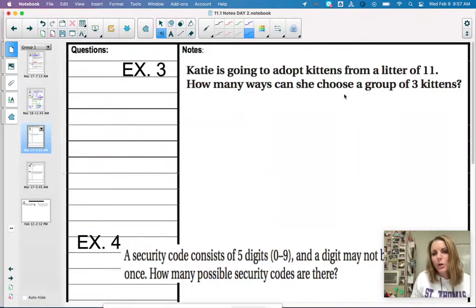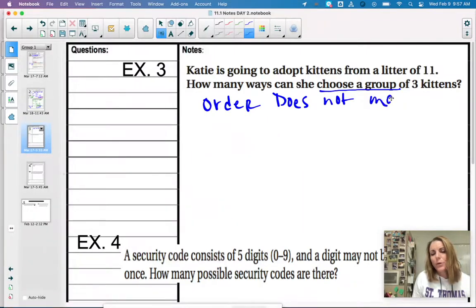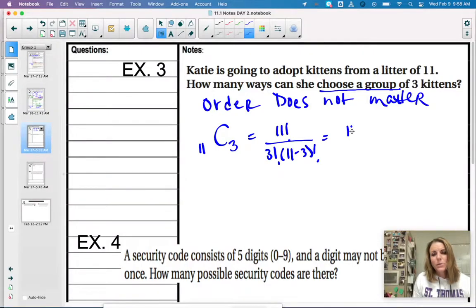Anytime a key word is choose a group, order is not going to matter. They're not specifying an order that they have to pick them in. So order does not matter. So again, we have 11 kittens and we're choosing 3 of them. So n factorial over r factorial, n minus r factorial, which is, and that's going to be 8 factorial.